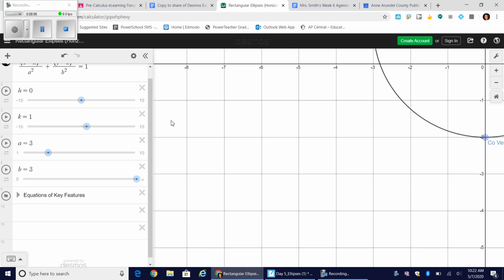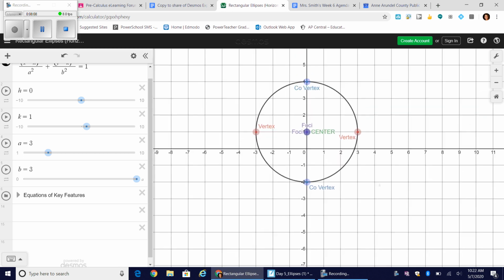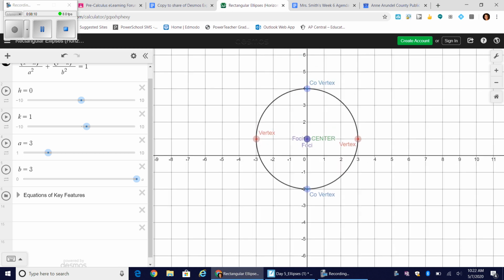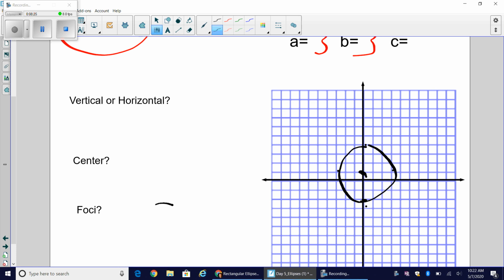And notice something that happened here. The most important feature, those foci points became 1 point, the center. And that makes sense, because if you calculated the foci points using a squared minus b squared, and I take 9 minus 9, that gives me a c squared of 0. So the focus point is the center point on a circle. Do some more exploration of this. This is about as quick of a recap as I can do.